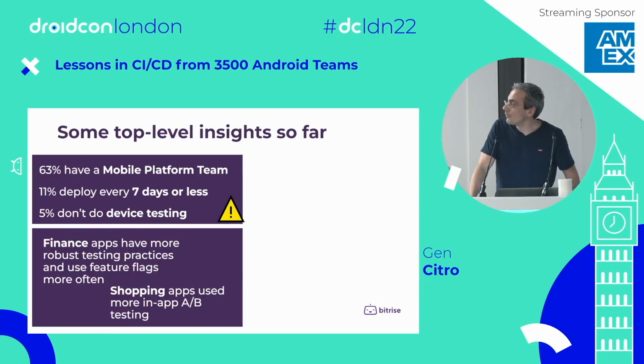Next insight is around finance apps and shopping. So finance apps typically have more robust testing practices and use feature flags more often, whereas shopping apps tend to use more in-app A/B testing. Hands up who looks after a finance app. Okay. Hands up if you use feature flags. Keep your hands up. There's more hands than there were before. Okay. Hands up who runs a shopping app. Okay. And do you run A/B testing? Okay. Cool. Good.